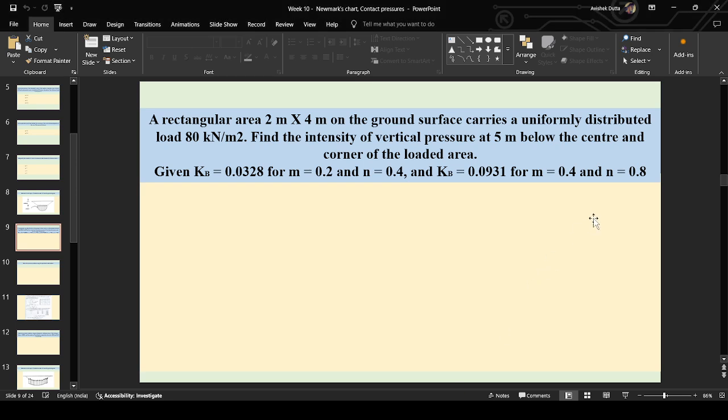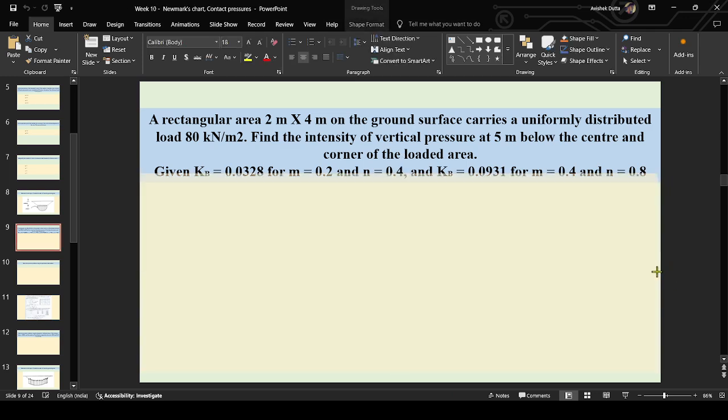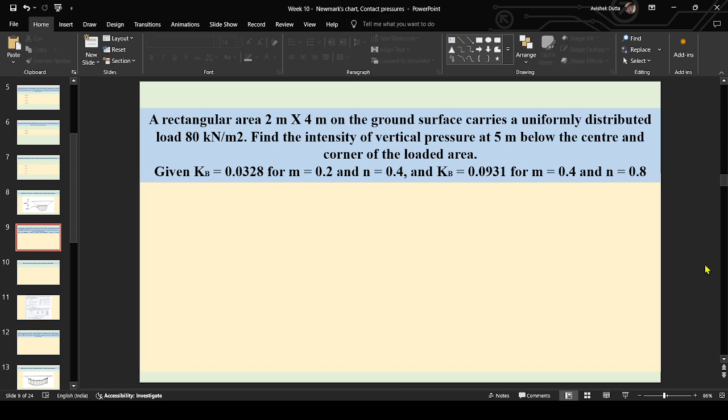Okay, this is a numerical. Please write down the data very carefully. A rectangular area 2 meter by 4 meter on the ground surface carries a uniformly distributed load 80 kilonewton per meter square. Find the intensity of vertical pressure at 5 meter below the center and corner of the loaded area.